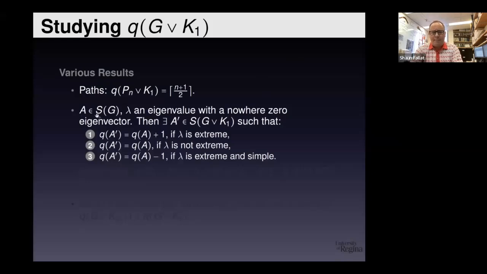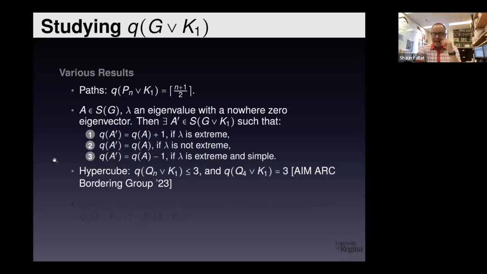If you start with a graph and a matrix in that graph, and you hold in your hand an eigenvalue, and you happen to know that eigenvalue has an eigenvector where there are no zero coordinates, then you can find a realization in the graph where you would join a single vertex and join it to all the others, such that you can predict what will happen to Q of that realized matrix. It's either you add 1, you subtract 1, or you stay the same, and that depends on the nature of the eigenvalue you chose. And you can use this kind of result and other work that we did in this AIM ARC paper that's just recently appeared to work out what happens when you join a single vertex to a graph.